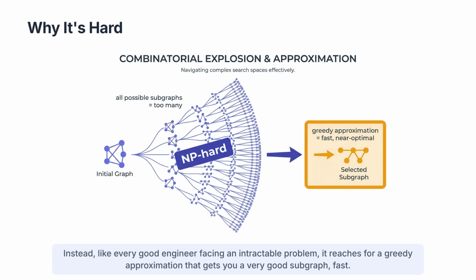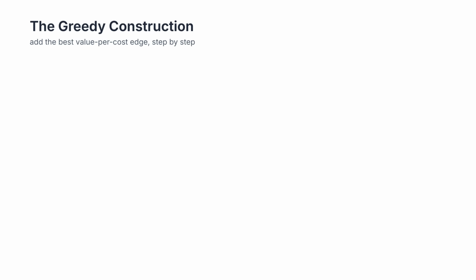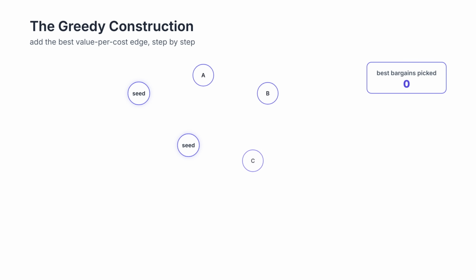Instead, like every good engineer facing an intractable problem, it reaches for a greedy approximation that gets you a very good subgraph fast. Here is the greedy idea in motion. Start from the query's most relevant seed nodes. Then repeatedly add the single edge that gives you the best deal, the most influence for the least cost. Each step grabs the locally best bargain. The subgraph grows outward, always chasing value per cost, until adding more would just bring noise. No exhaustive search, just a chain of smart, cheap decisions.